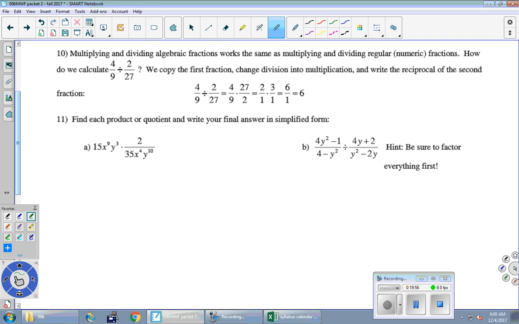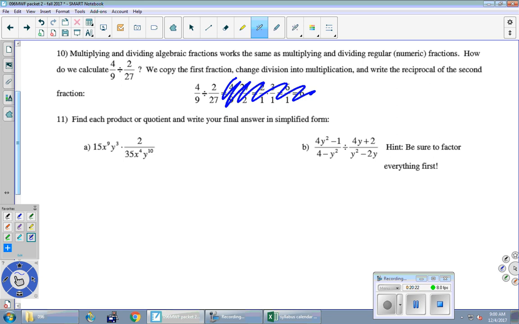4/9 divided by 2 over 27. So we'll cross this off just temporarily. So there's some technique that you remember from some previous math class. I got two fractions. One of them is getting copied and the other one is changing. Which one gets copied? It's not the bigger one. First or second, which one do you copy? First one. So copy the first one, and then you change that division symbol to what other symbol?